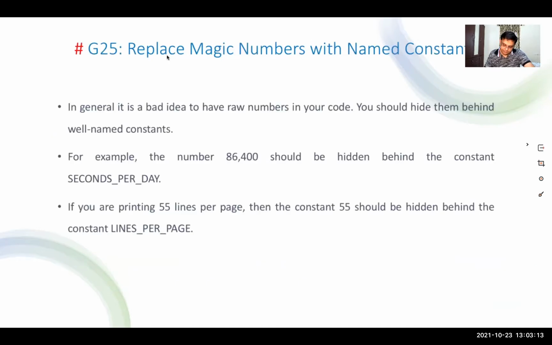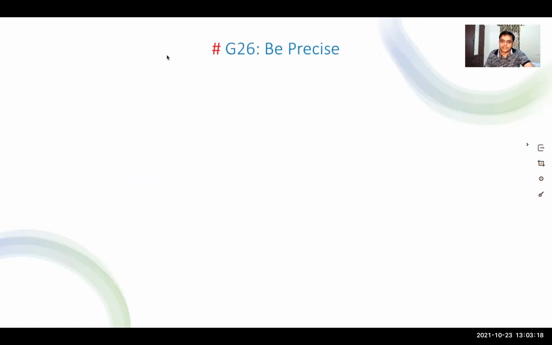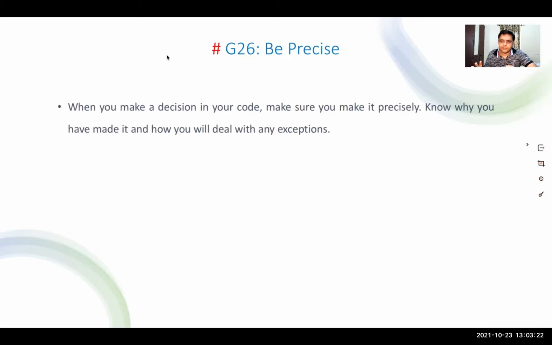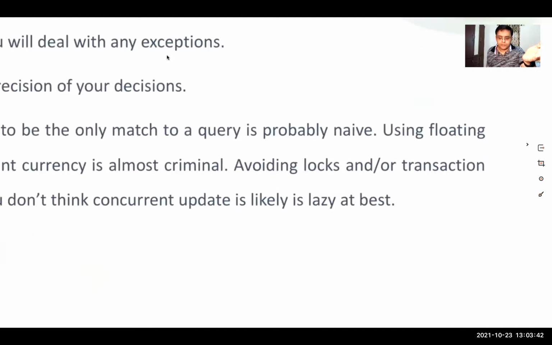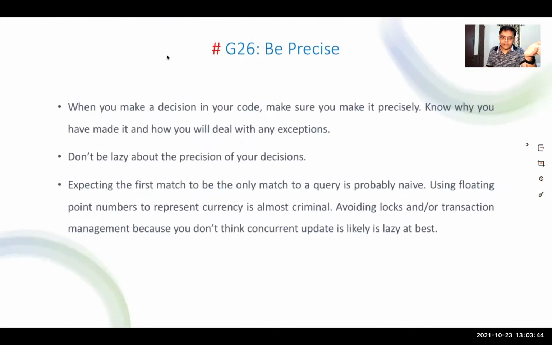So this also we have discussed, like magic numbers, line pages, etc. Replace all those things. Another thing is be precise. Whatever you do in code, make it very precise, so even if somebody comes and asks you why you have written it like this, you should have the answers. Be very, very precise in what you are doing, whether it is exceptions or namings, etc.